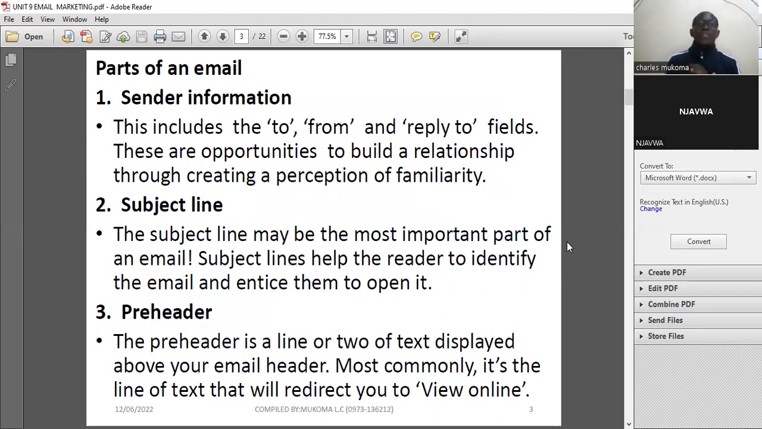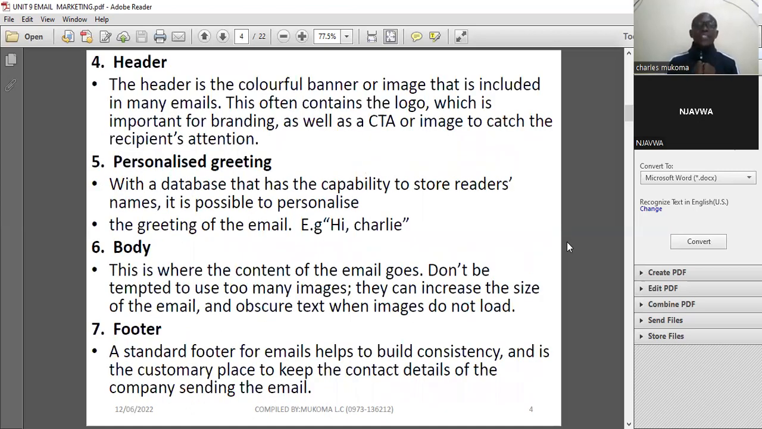Parts of an email. Number 1, sender information. Okay, from where? So it will create a from. Also, it may create a reply to. You will see these when you open emails. They are default things. Then there's a pre-header. The pre-header is a line or 2 of text displayed above your email header. Then you have a personalized greeting, with a database that has the capability to store readers' names. Okay, so you are able to greet them. The greeting of the email.